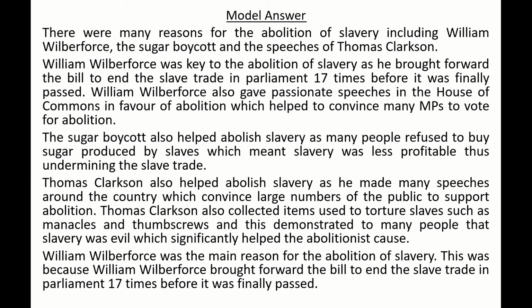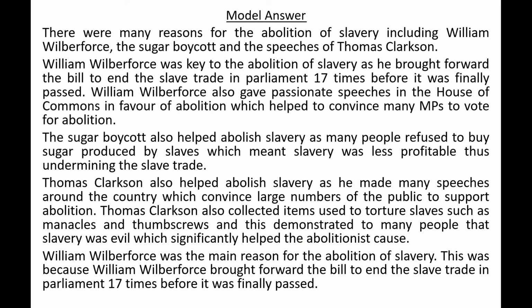So here is a model answer to show you exactly what we're talking about. So the question is still, to what extent was William Wilberforce the main reason for the abolition of slavery? So there were many reasons for the abolition of slavery, including William Wilberforce, the sugar boycott, and the speeches of Thomas Clarkson. That's our introduction. First paragraph. William Wilberforce was key to the abolition of slavery as he brought forward the bill to end the slave trade in Parliament 17 times before it was finally passed. That is a mark. William Wilberforce also gave passionate speeches in the House of Commons in favour of abolition, which helped to convince many MPs to vote for abolition. That is our second knowledge mark.